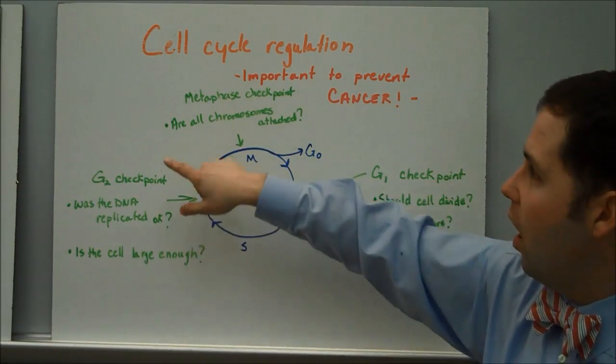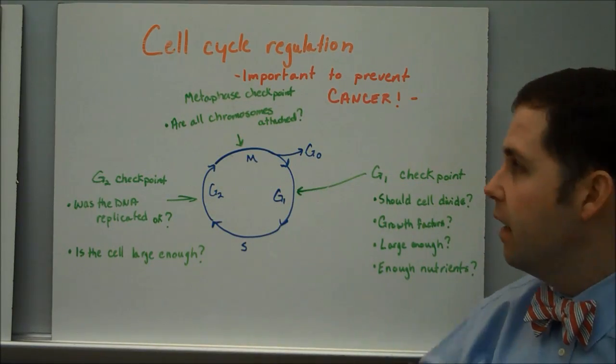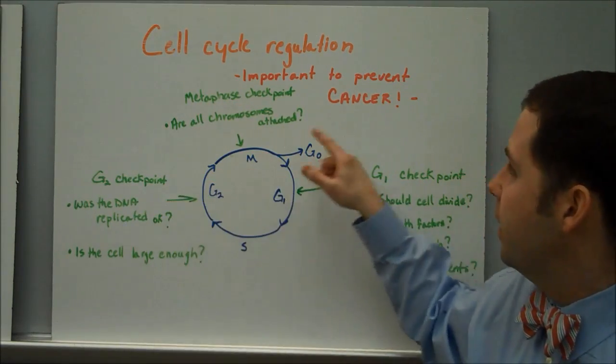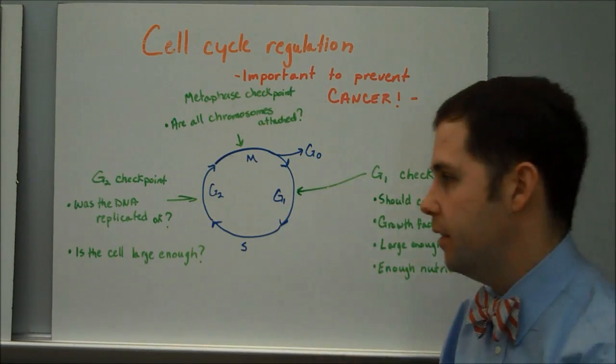And so as you go through all of these checkpoints, it's checking that the cell is doing everything properly. If you have any loss of function in any of these checkpoints, you're going to develop inappropriate division, which could lead to cancer in the cells.